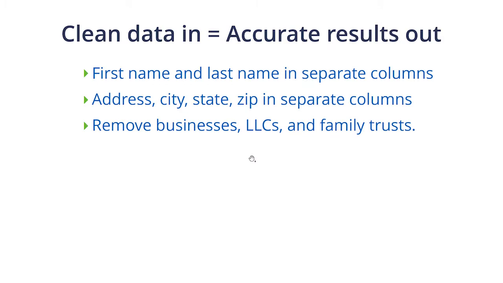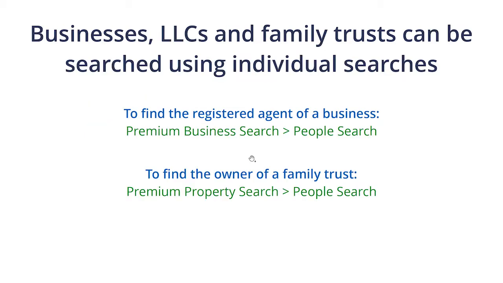So with batch search, clean data in means accurate results out. There are some really critical columns that we must have in order to perform the search. First name and last name in separate columns. Address, city, state, and zip in separate columns. Remove businesses, LLCs, and family trusts. Those types of entities cannot be searched in with a batch search.